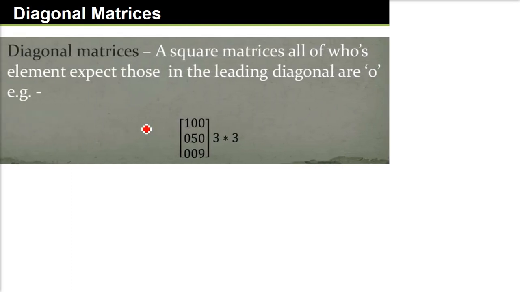Diagonal matrix. So a square matrix, all of whose elements except those in the leading diagonal are 0. What I am saying is, first it has to be a square matrix, and then all the elements which are not in the diagonal are to be 0. Diagonal can be any number. It can be any number.